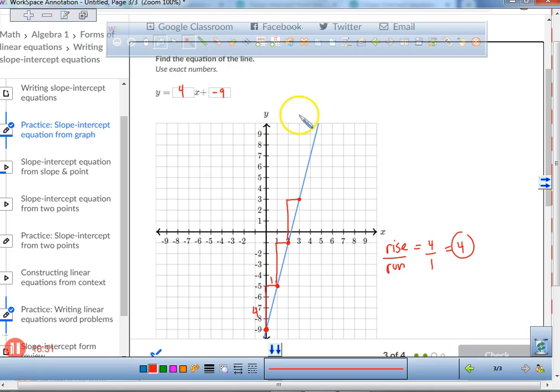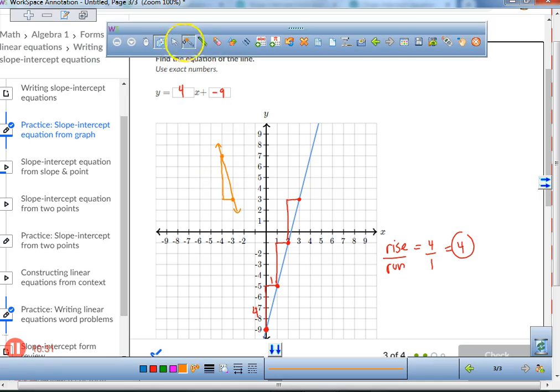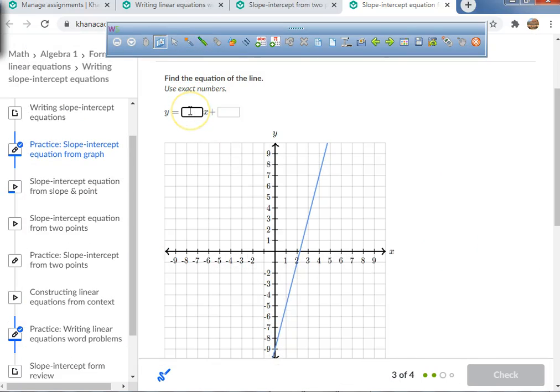What would a negative 4 slope look like? I'm going to do a quick little example. A negative 4 slope would look like if you had a point here, and you had another point right here, and it would go what? It would go down 4 and over 1. So if you had a line that was going down, that would be a negative 4 slope. And then we put negative 9.